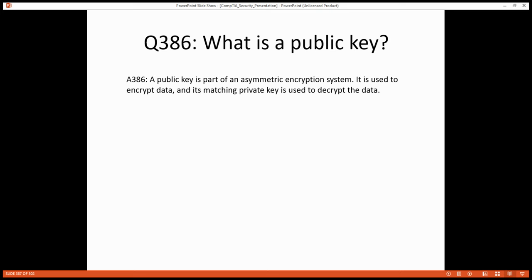Q386. What is a public key? A386. A public key is part of an asymmetric encryption system. It is used to encrypt data, and its matching private key is used to decrypt the data.